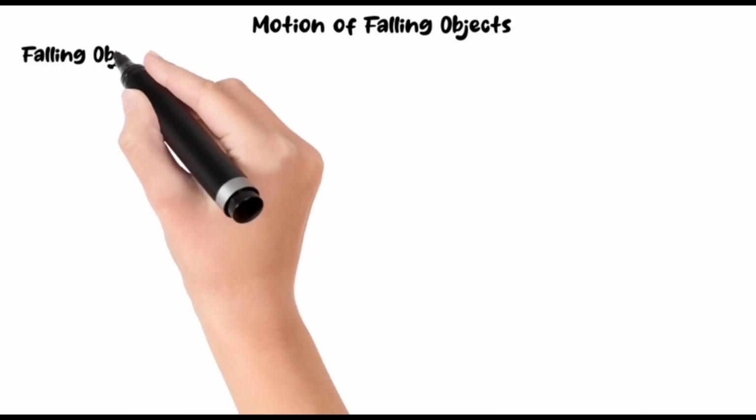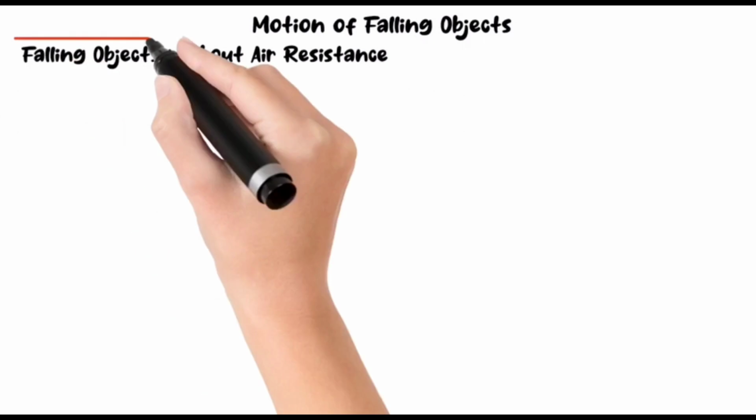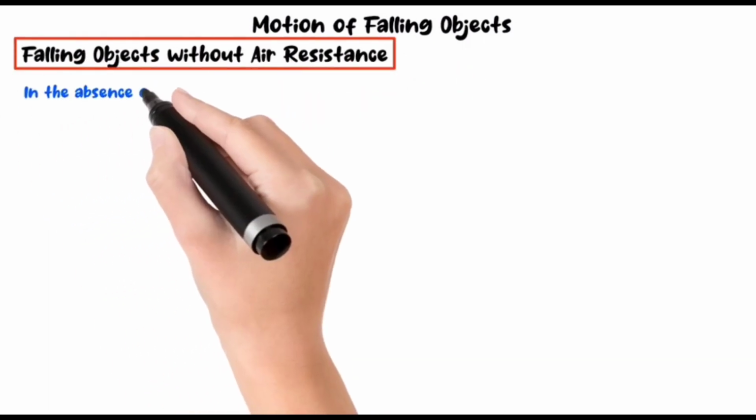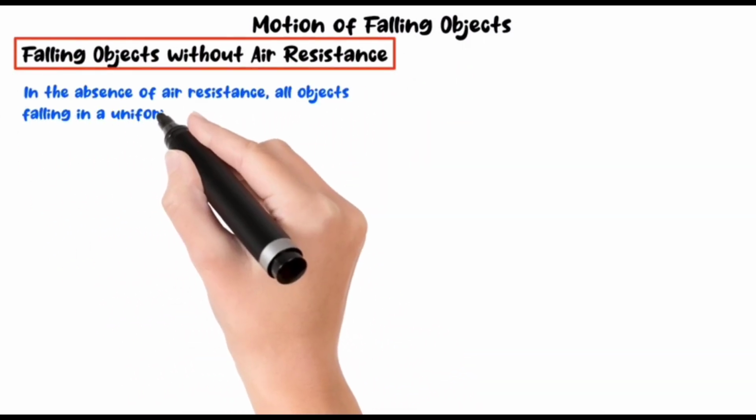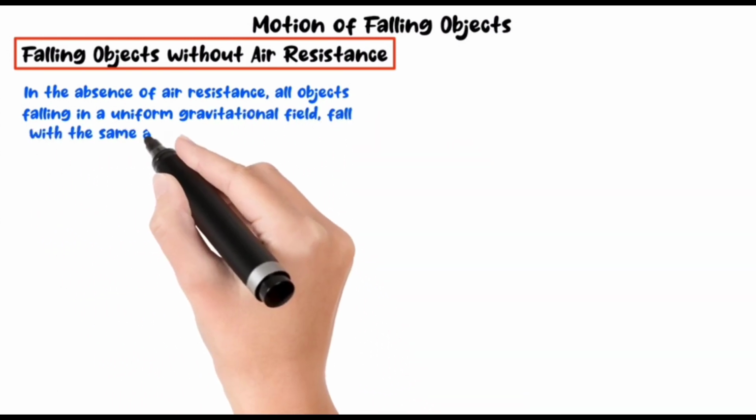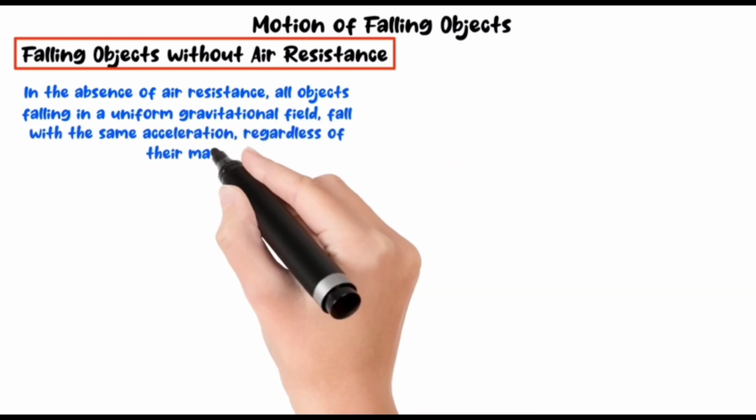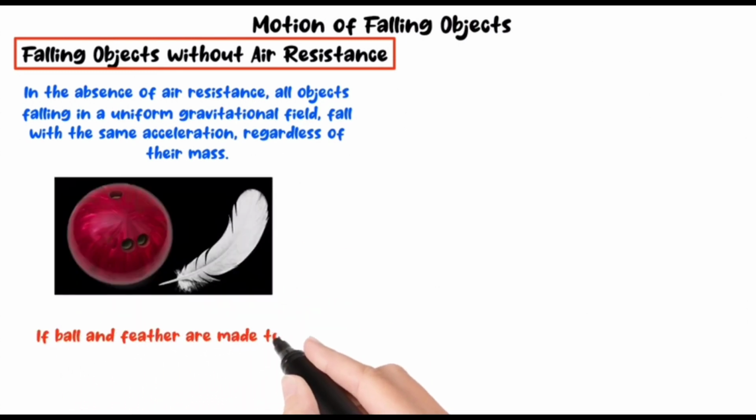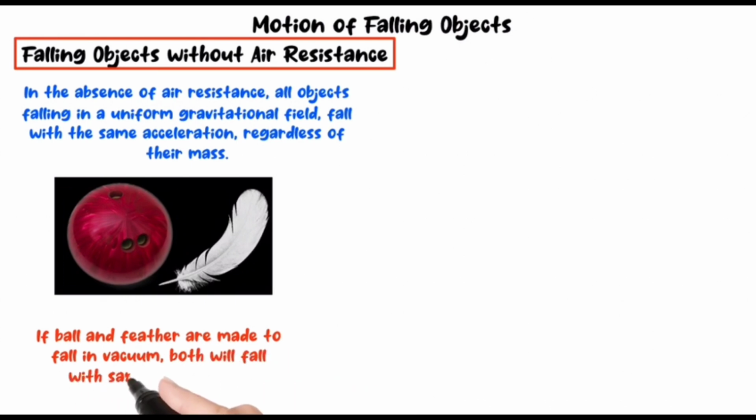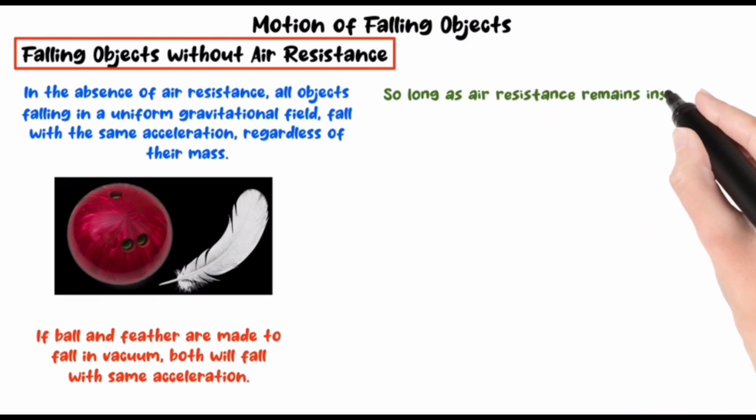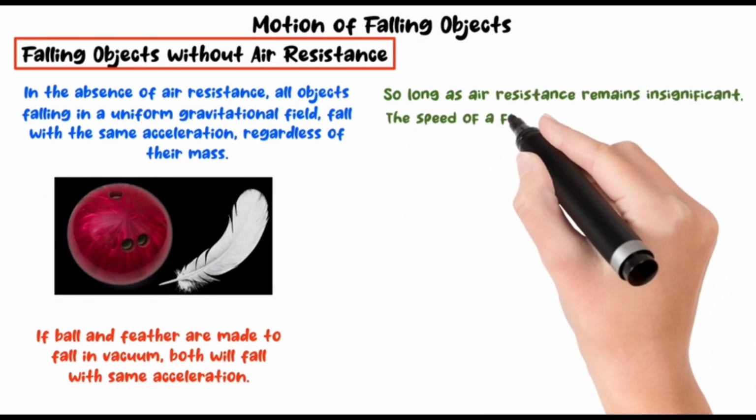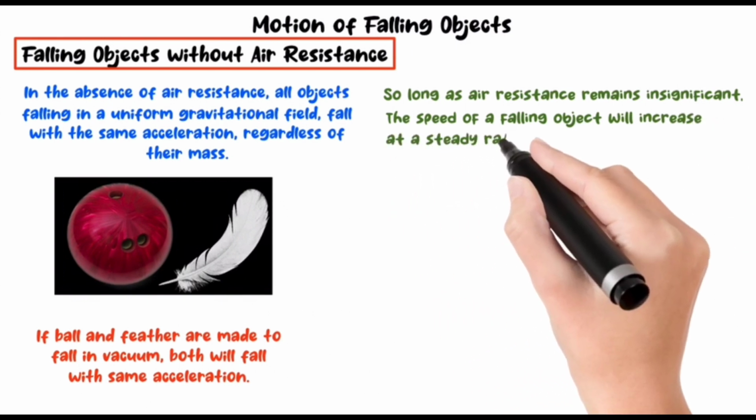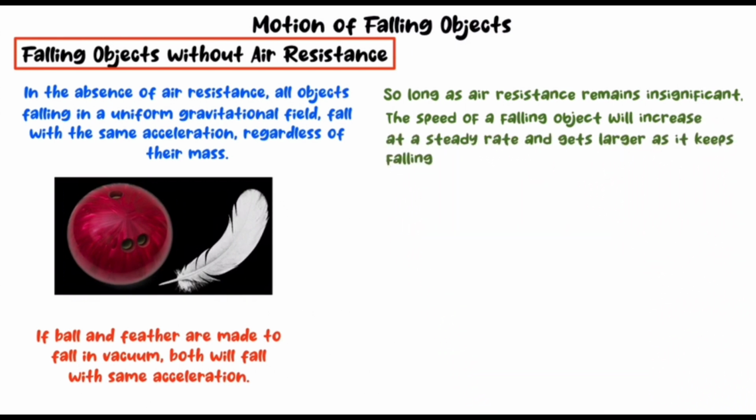Motion of a falling object. Let's discuss a falling object without air resistance. In the absence of air resistance, all objects falling in a uniform gravitational field fall with the same acceleration regardless of their mass. In this diagram, if a ball and a feather are made to fall in a vacuum, both will fall with the same acceleration. So long as air resistance remains insignificant, the speed of the falling object will increase at a steady rate and gets larger as it keeps falling.